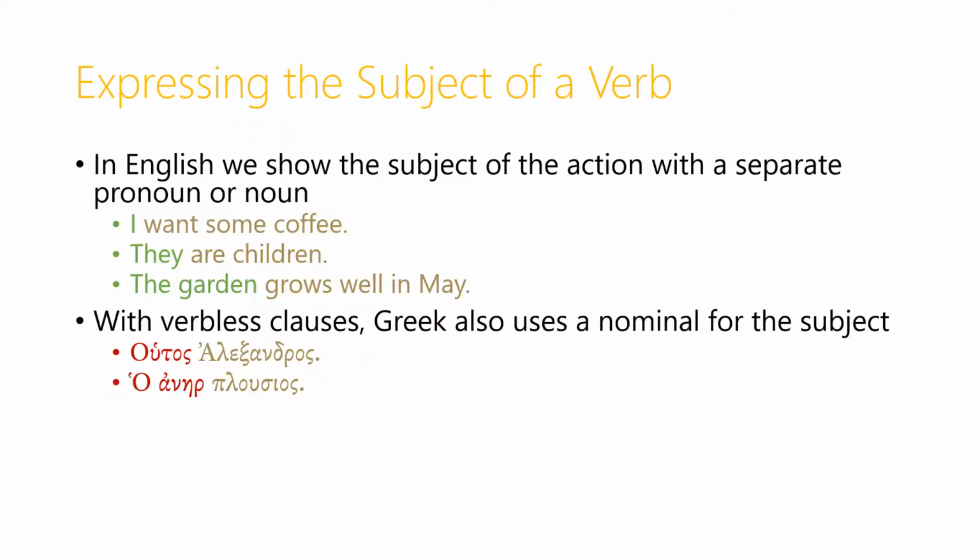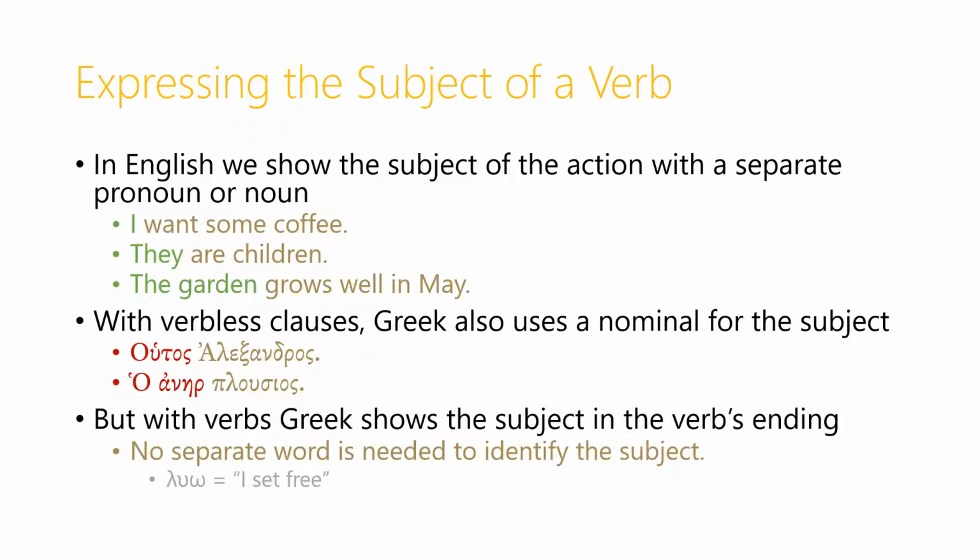With verbless clauses, Greek also uses a nominal for the subject. Houtos Alexandros, or ho aner plusios. But with verbs, Greek shows the subject in the verb's ending. There's no separate word needed to identify the subject. So the verb luo means all by itself, I set free. The subject I is contained in the ending of the verb itself.